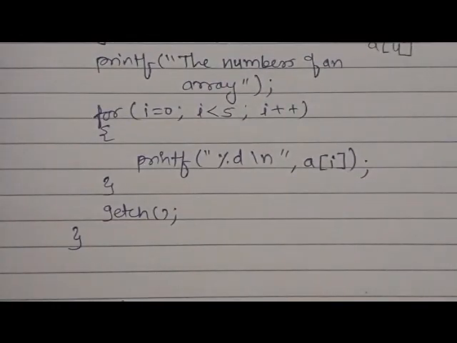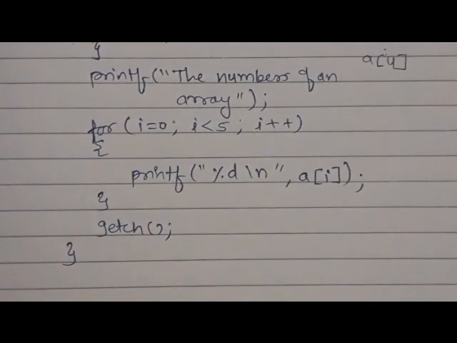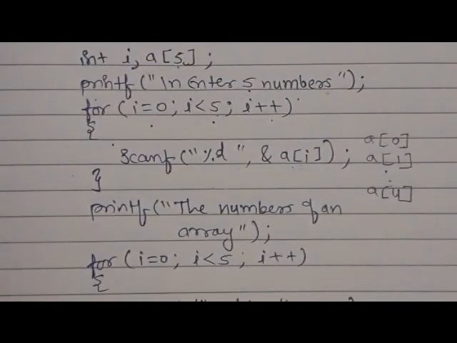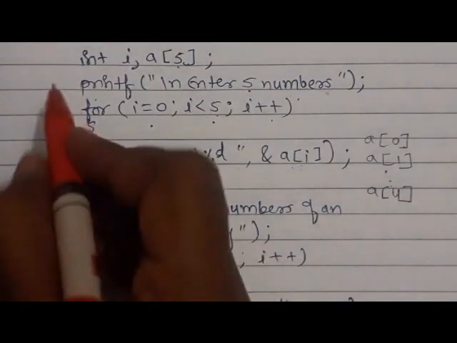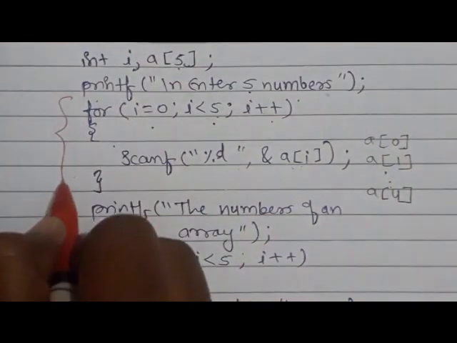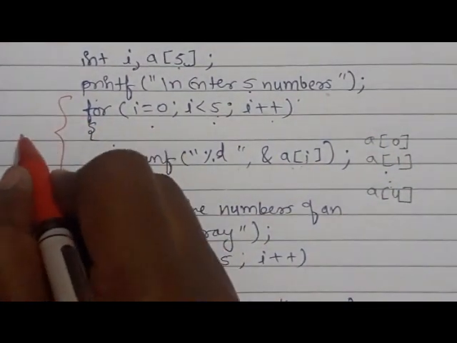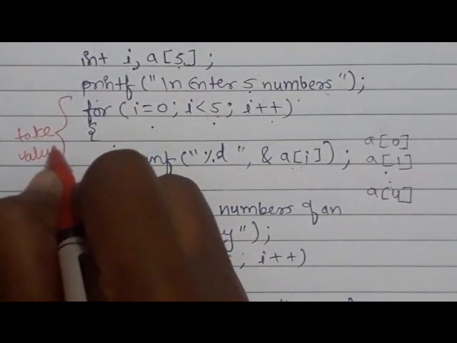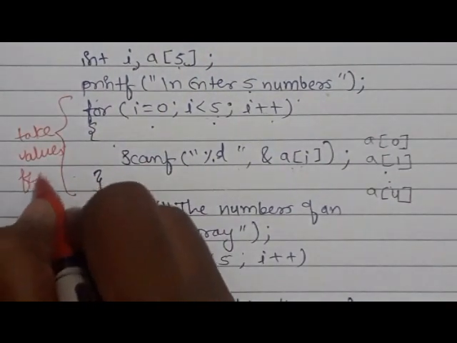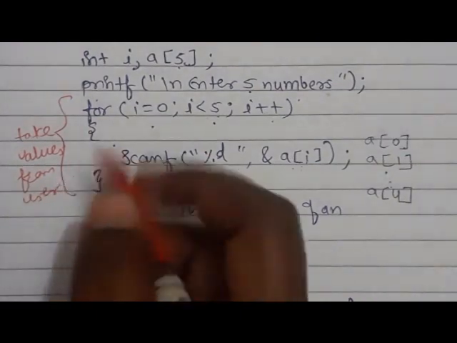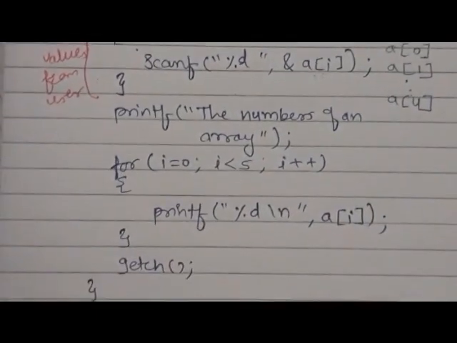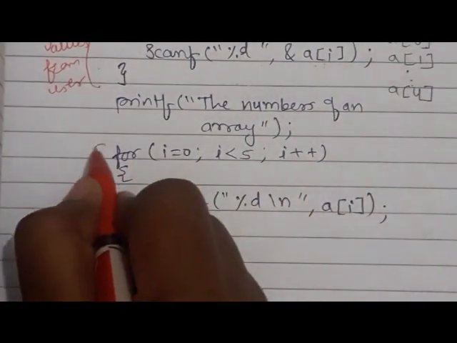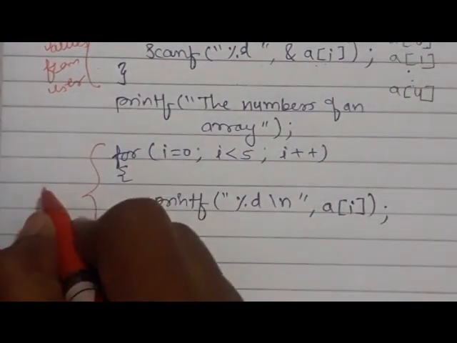So in this way we can take the values from the user. Within this for loop we will take the values from the user, and when we have to print the values, at that time we will use this for loop.